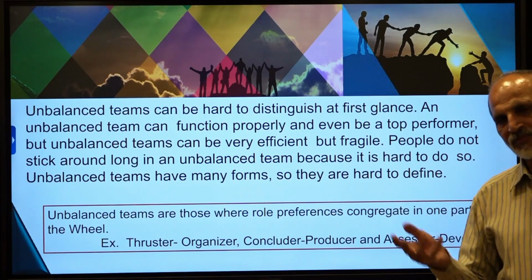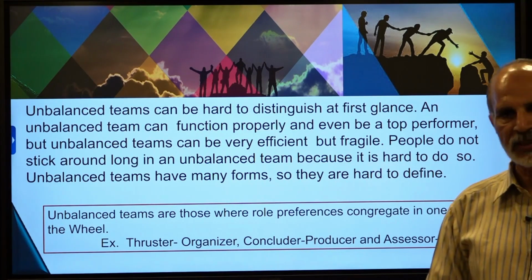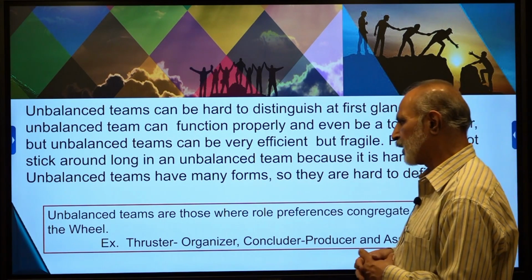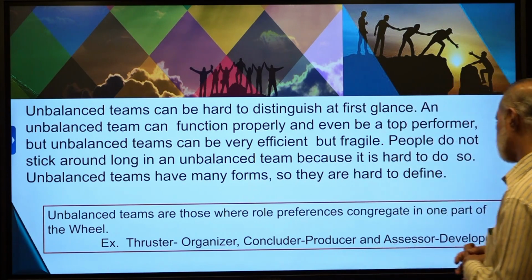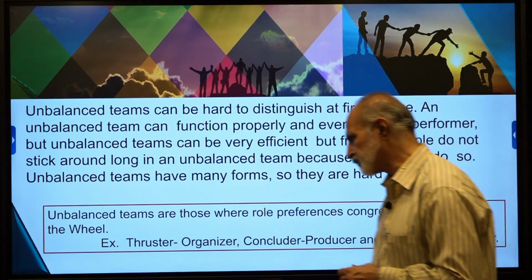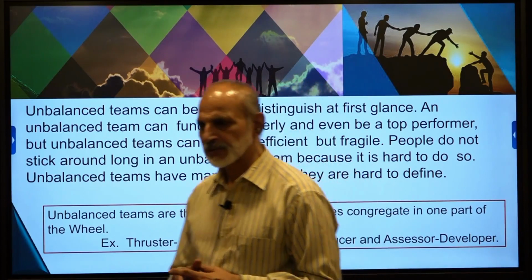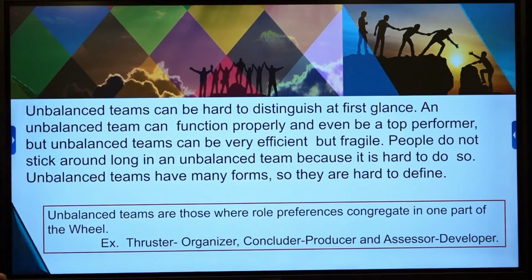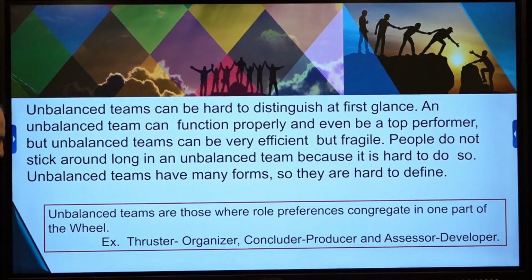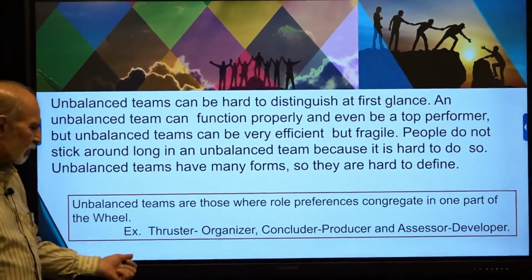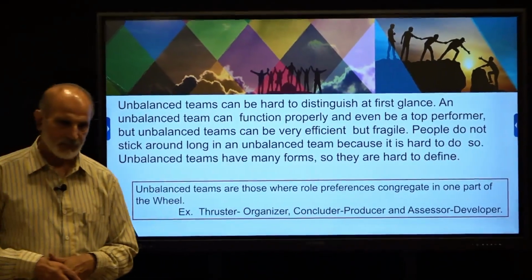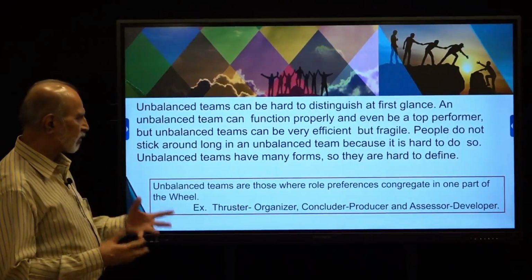So in an unbalanced team, everybody is going in a different way. There is no proper coordination and things like that. For example, look at the unbalanced team, those with different preferences, one part of the other wheel. Whenever we talk about the wheel, we divide it into two parts, left and right. If you take an unbalanced team example, you have a trustee and an organizer.